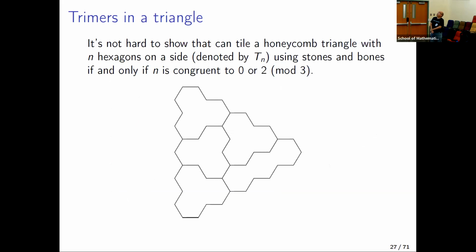Now, it's not hard to show that if you've got one of these honeycomb triangles, like I've shown here, with n equals 5, n hexagons on a side forming a triangle denoted by T sub n, you can tile it with stones and bones if and only if n is congruent to 0 or 2 mod 3. In one direction, that's easy because if n is 1 mod 3, the number of hexagons is not even divisible by 3. So you certainly can't tile it with triples of hexagons.